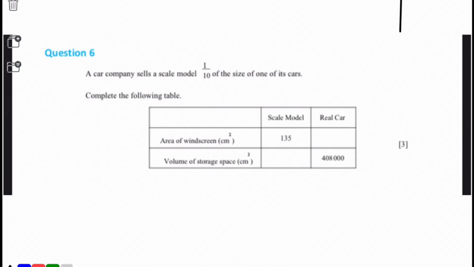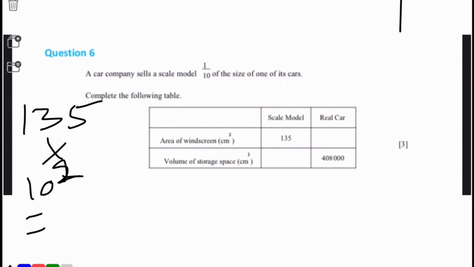A car company sells a scale model 1/10 of the size of one of its cars. Complete the following table. As we can see, there are 2 blanks we must fill in. For the first row, we know that the model car has a windscreen of 135 centimeters squared and that it is 1/10 of the size of the real car. To find the area of the windscreen of the real car, we must multiply that by 10 to the power of 2, as we are dealing with an area, to get 13,500 centimeters squared.